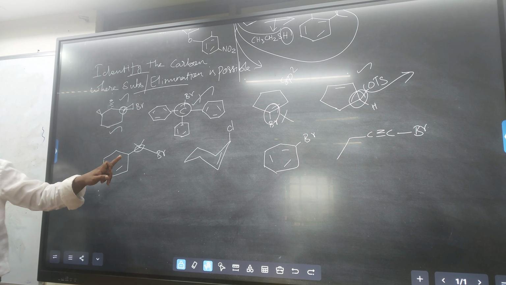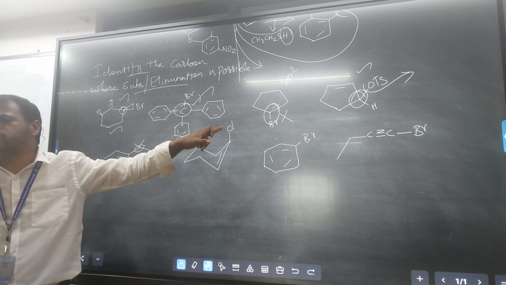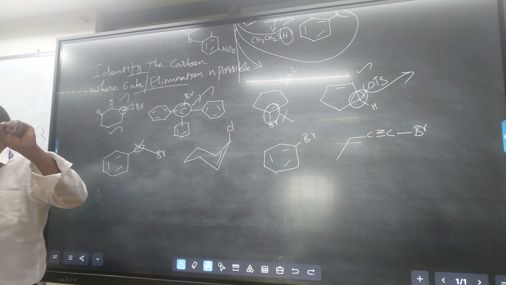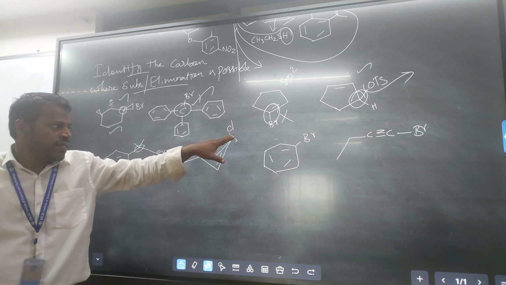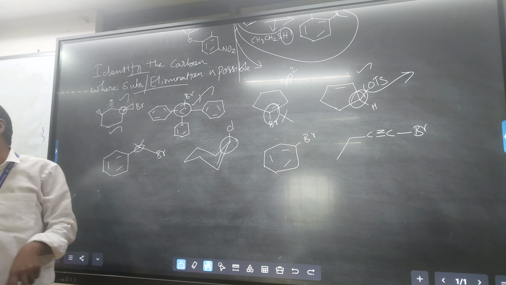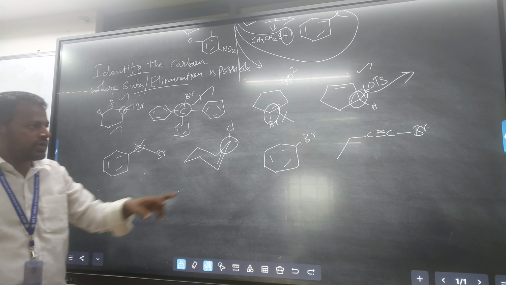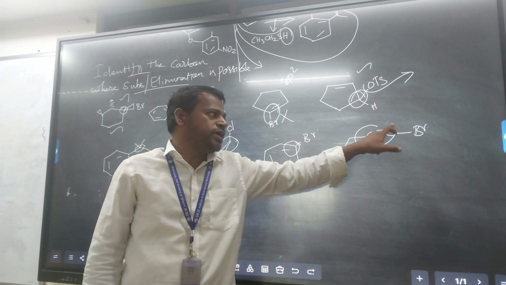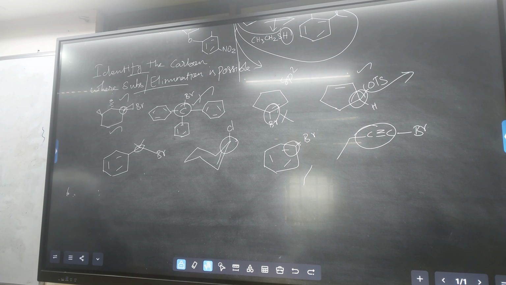Okay, and here the pi bond is there, the chlorine is there. That is an sp2 hybridized carbon. Wherever the sp2 hybridized carbon is there, substitution and elimination is resistant. We have to add some catalyst. Here also sp2 hybridized carbon. Here also sp hybridized carbon.